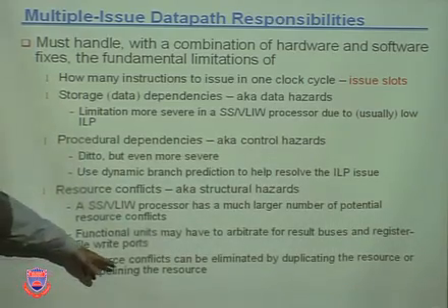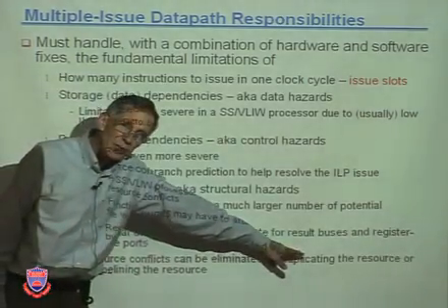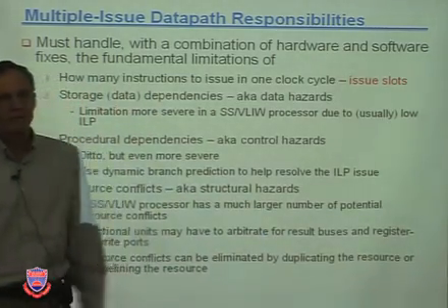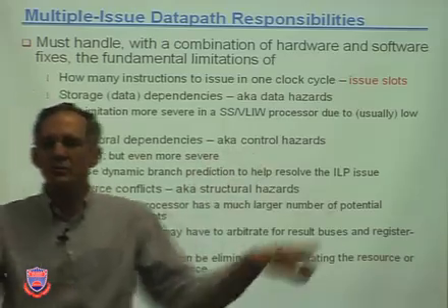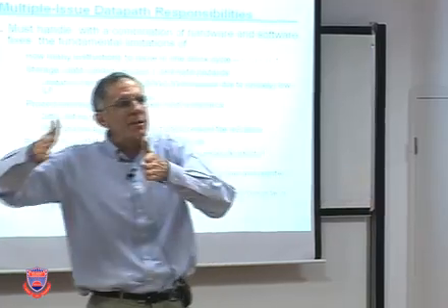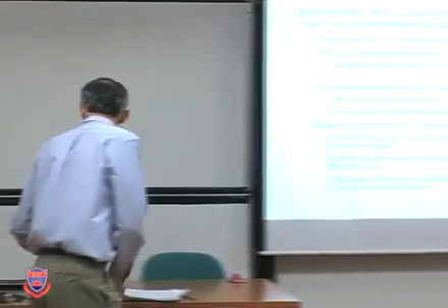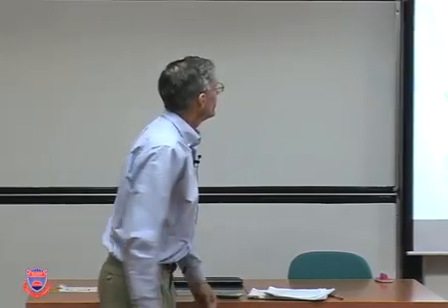And finally, resource conflicts can be eliminated by duplicating the resources, if you can, or by pipelining the resource. Right? So I've got some resource. Either I have to make two of them so it can be used twice at once, or I pipeline somehow so that the accesses are all very well organized. Big challenges. Now, speculation.